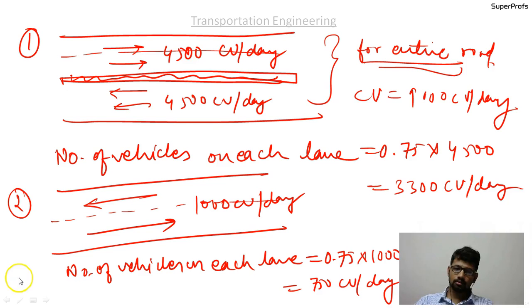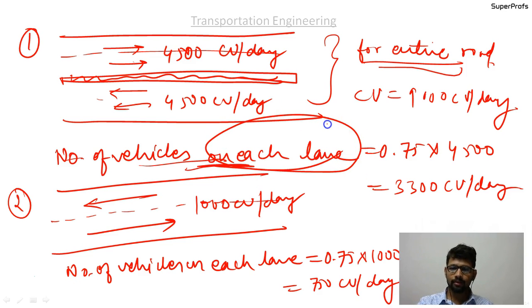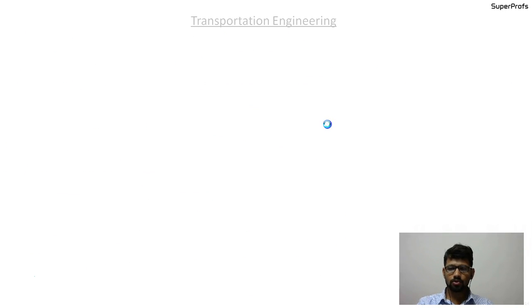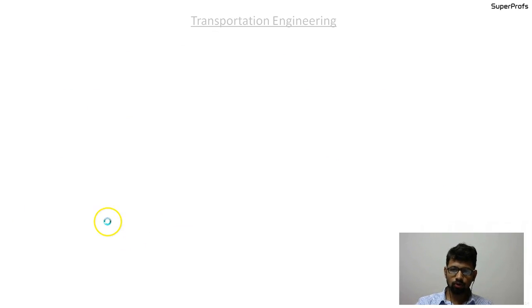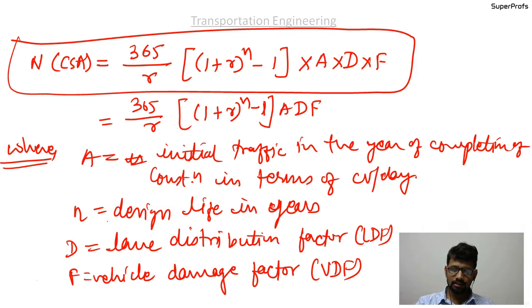Okay guys, so every time we are coming back to the number of vehicles on each lane. On each lane we are calculating every time. The reason being, this formula here I have forgotten to mention. This formula is based on the CBR, modified CBR method that is adopted by IRC 37. The design is based on cumulative number of standard axles in the lane carrying the maximum traffic.